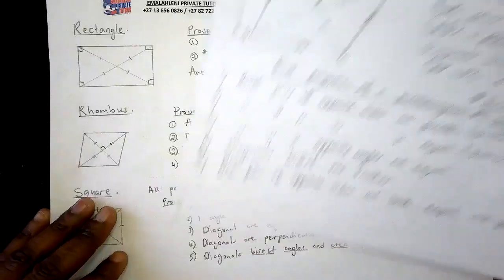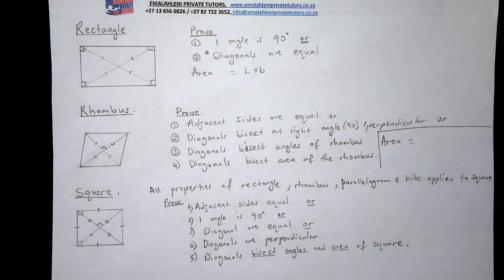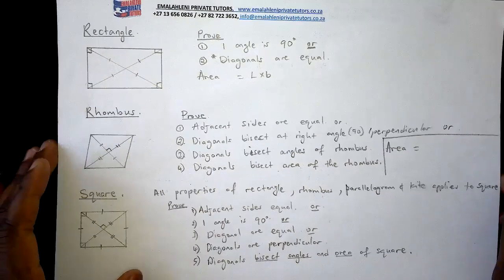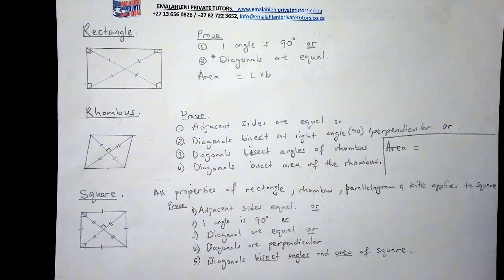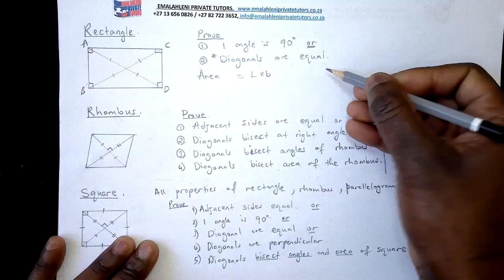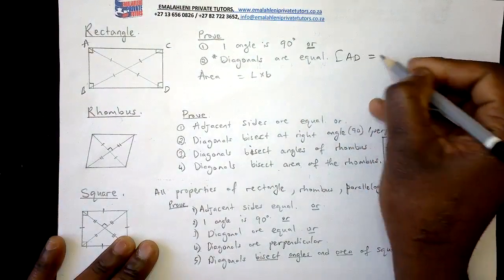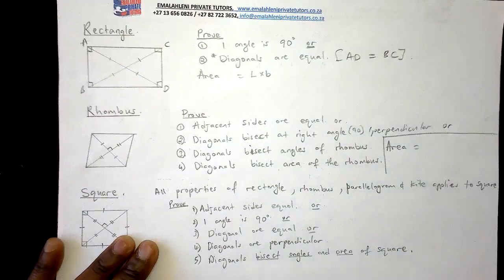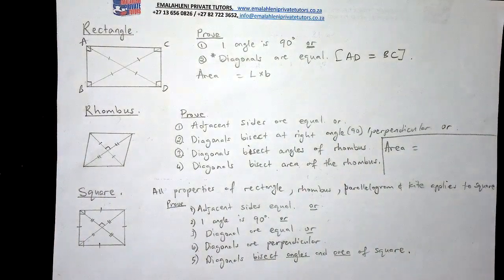Okay, let's move on to another parallelogram, where you need to prove that the shape or quadrilateral is a rectangle. Now, how do you prove that? You prove it by saying one angle should be 90, and also diagonals should be equal. If we are to say A, B, C, D, we are saying AC must be equal to BD. That's what we are saying here. Diagonals should be actually equal for a rectangle.